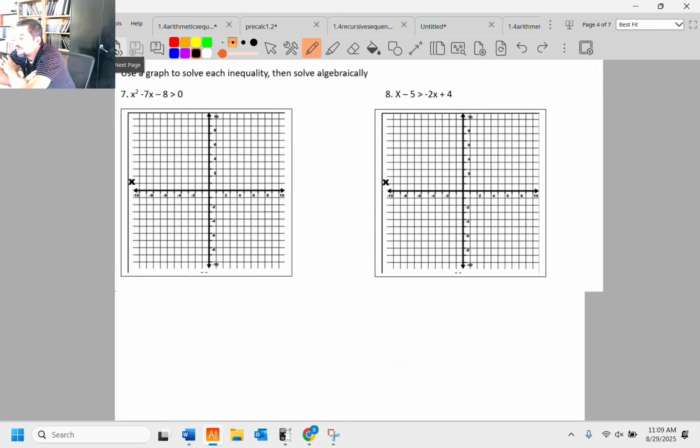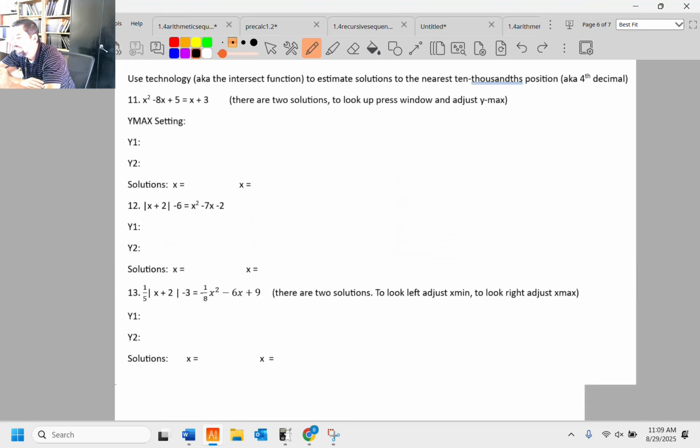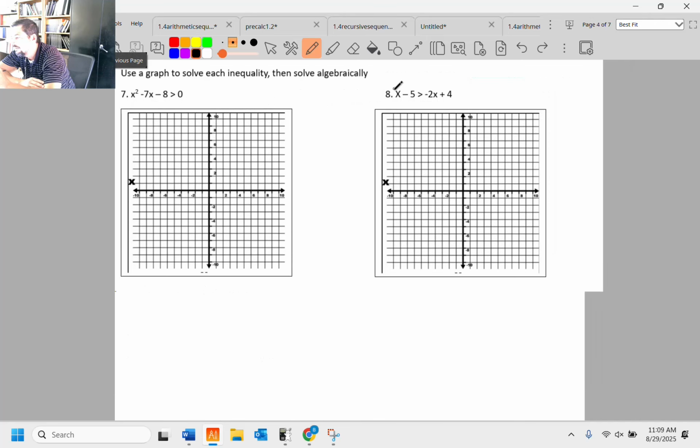Use a graph to solve each inequality and then solve algebraically. How many of these quadratics have I got in here? I got 3 of them. I'm going to leave that one for you. I'll do this one. What we're going to do is we're going to find the vertex.